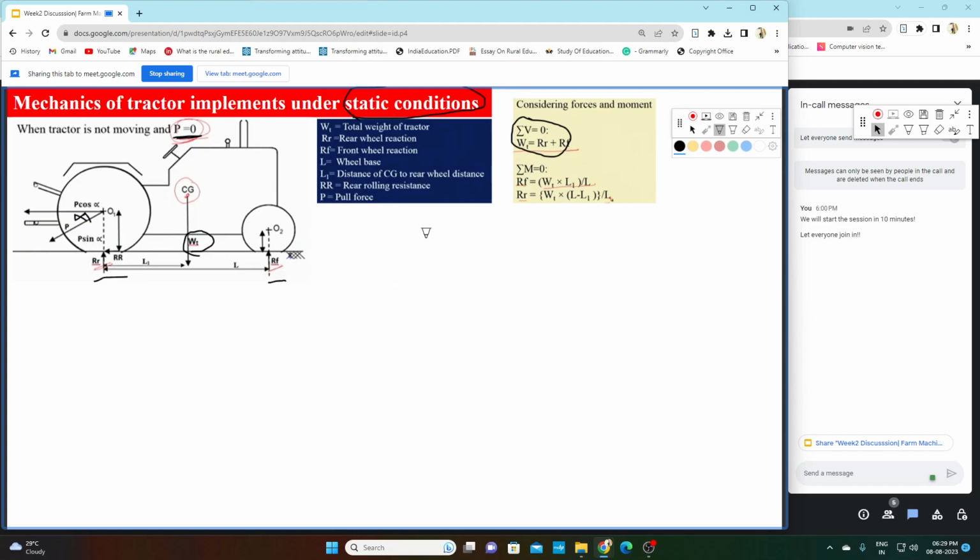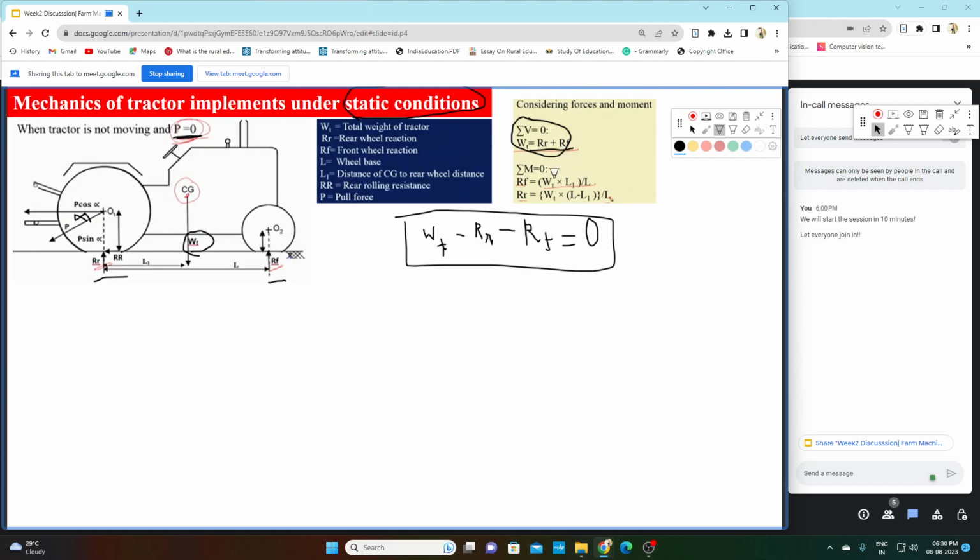So I can write WT minus RR minus RF equals 0. So this is your force equation, the equilibrium of force equation. WT minus RR minus RF equals 0. If you take minus RR and minus RF to this side, you will get this equation.